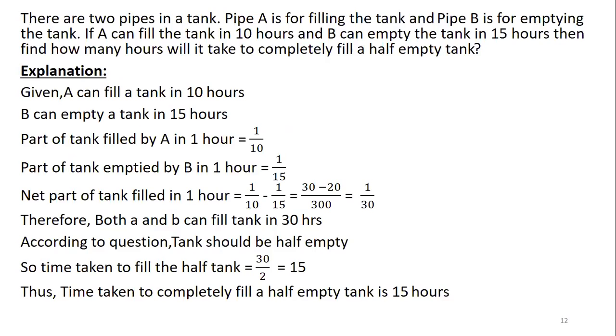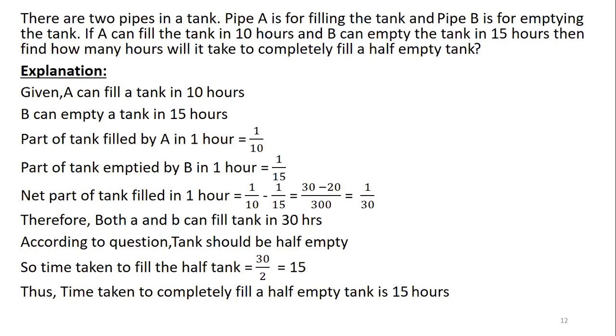There are two pipes in a tank. Pipe A is for filling the tank and pipe B is for emptying the tank. So, inlet pipe and outlet pipe. If A can fill the tank in 10 hours and B can empty the tank in 15 hours, then find how many hours it will take to completely fill a half empty tank. So, fill a half empty tank. We will find it for a full tank, then divide that by 2 to get the half empty tank. Half empty tank means it is already half filled. We have to fill only the remaining half of the tank.